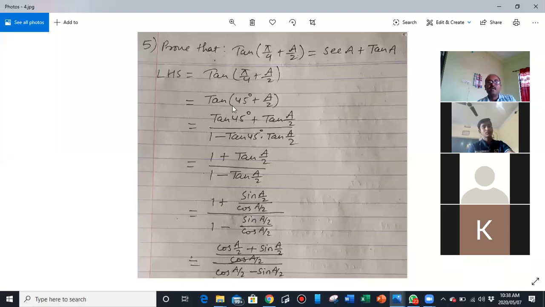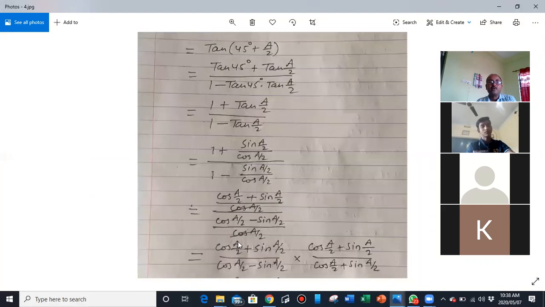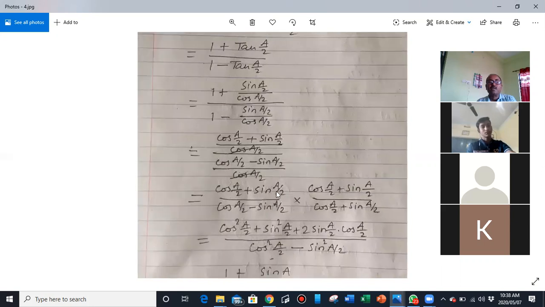So apply formula tan a plus b: tan a plus tan b by 1 minus tan a tan b. So time is running out. So tan 45, wherever there is tan 45, it is 1. So it will be 1 plus tan a by 2 by 1 minus tan a by 2. Tan a by 2 split as sin a by 2 by cos a by 2, both in numerator and denominator. Take LCM. So denominators will get cancelled. So you will be left with cos a by 2 plus sin a by 2 by cos a by 2 minus sin a by 2.